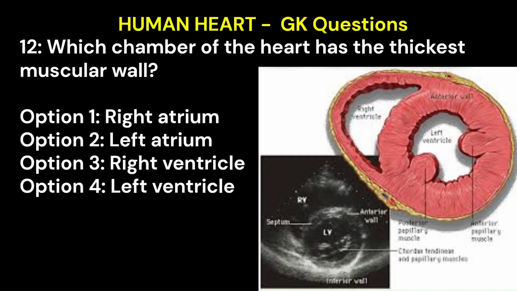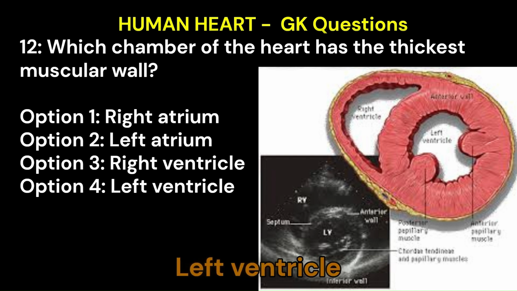Question number 12. Which chamber of the heart has the thickest muscular wall? The options are: Option 1, right atrium. Option 2, left atrium. Option 3, right ventricle. Option 4, left ventricle. The correct answer is left ventricle.